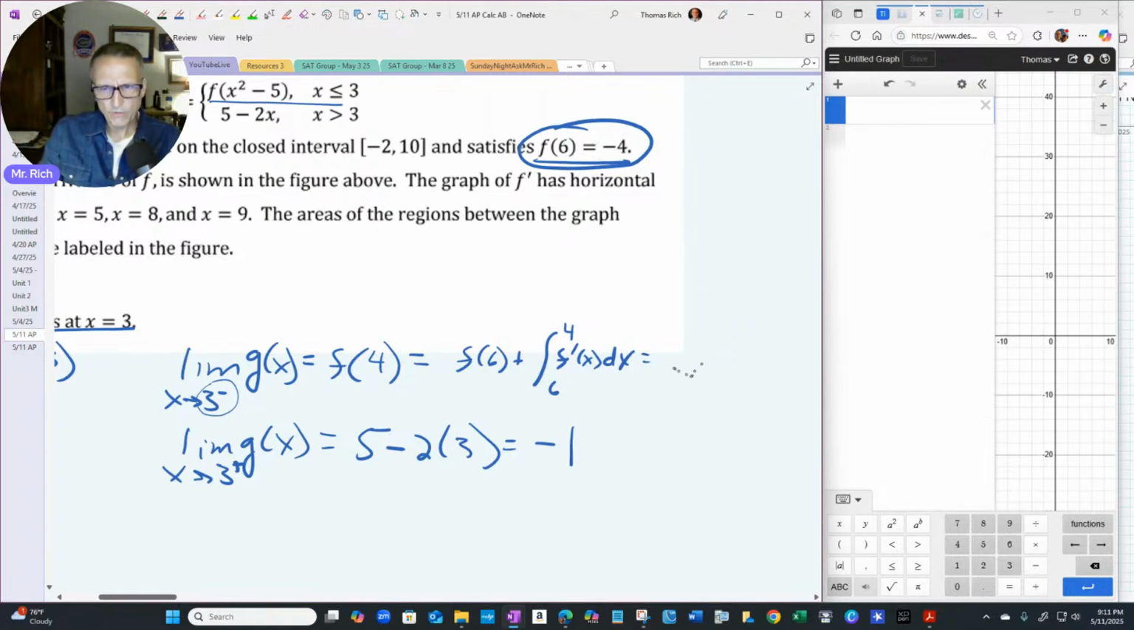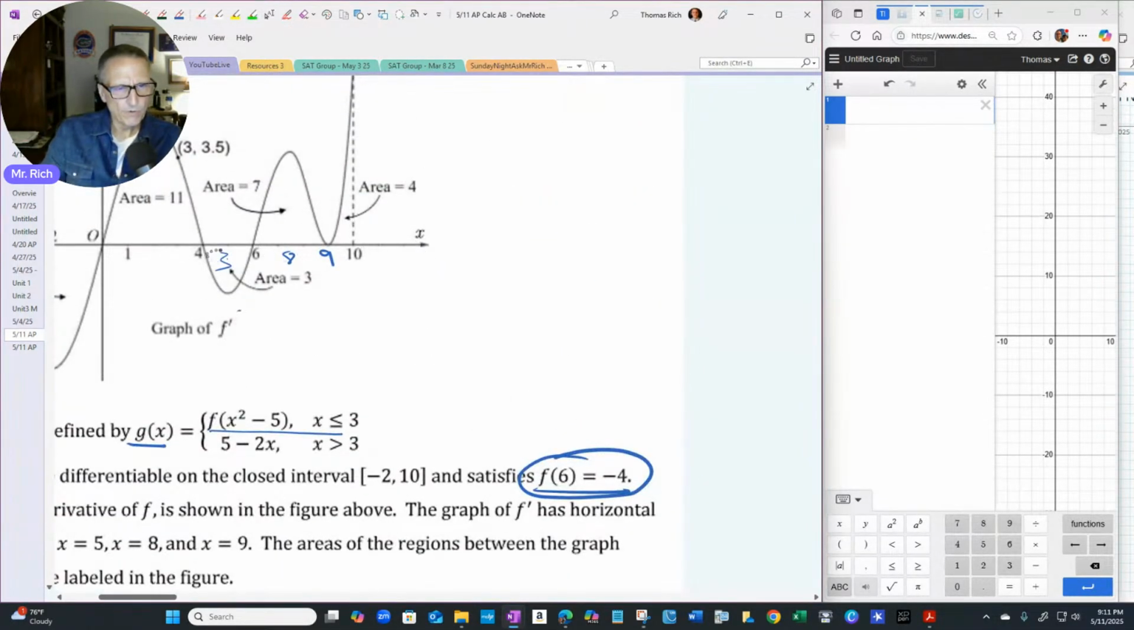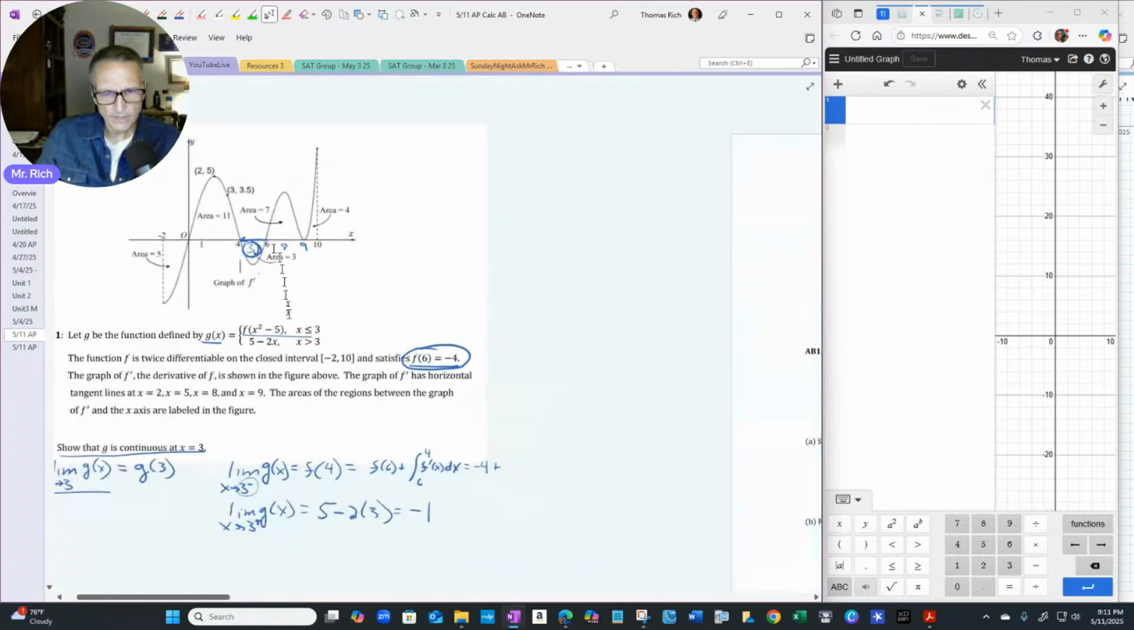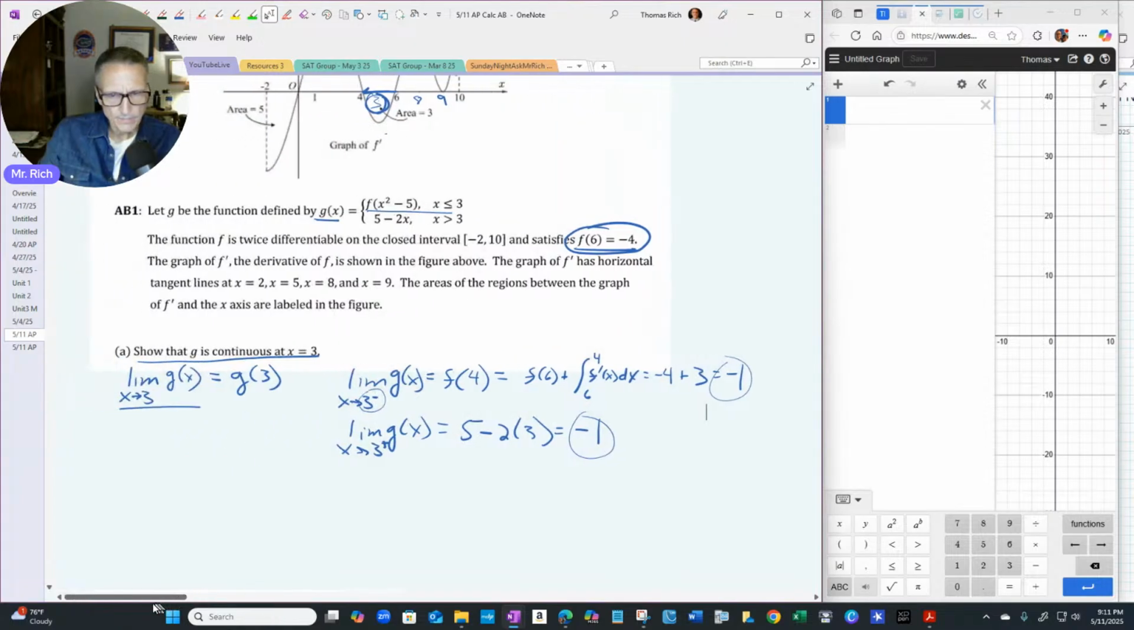Now, what does that mean? Well, f of 6 we know is negative 4. Now, what's the integral of the derivative from 6 to 4? From 6 to 4, the area here is 3. So I would add 3 because I'm taking the antiderivative backwards. Therefore, this area which is below would actually count as positive area. And so that would be plus 3. So it's actually equal to negative 1. That shows that the limit does exist. And of course, g of 3 is going to be the same value as this right here.